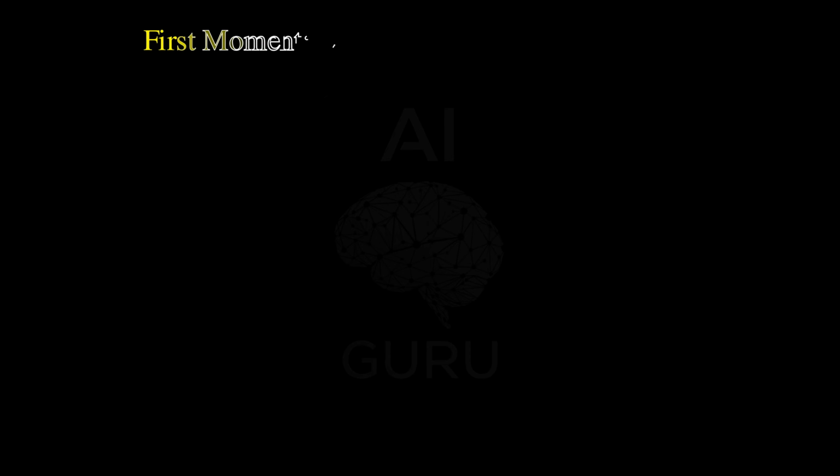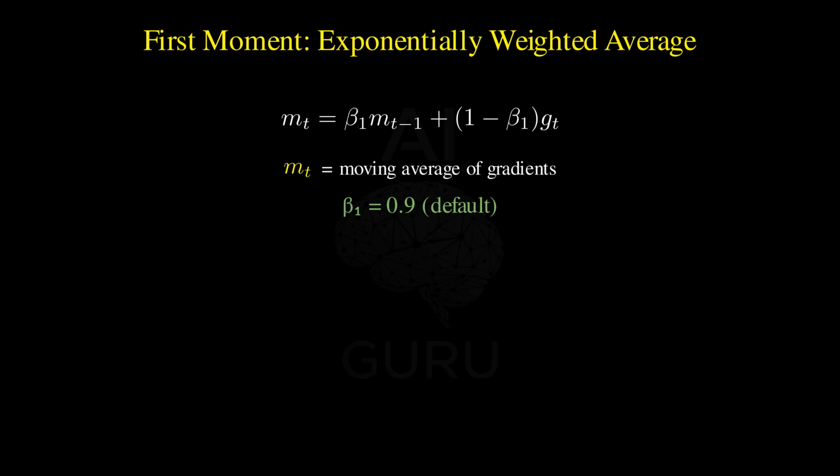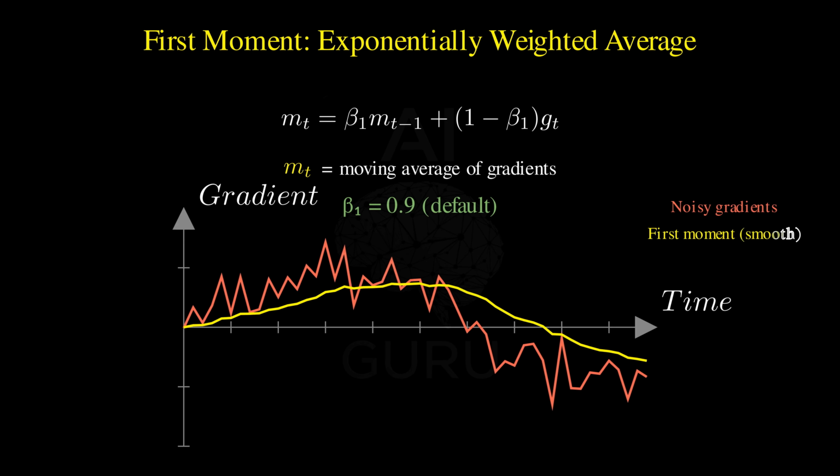Okay, let's break down those moments. What is the first moment estimate doing? The first moment is an exponentially weighted moving average of the gradient itself. It's similar to traditional momentum. It tracks the average direction of the gradient, or you can think of it as the velocity. This helps us continue moving consistently toward the minimum by passing minor noise.